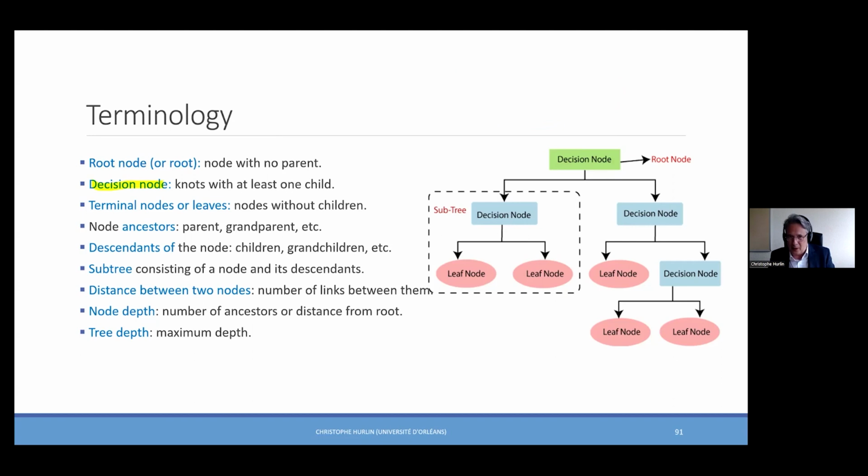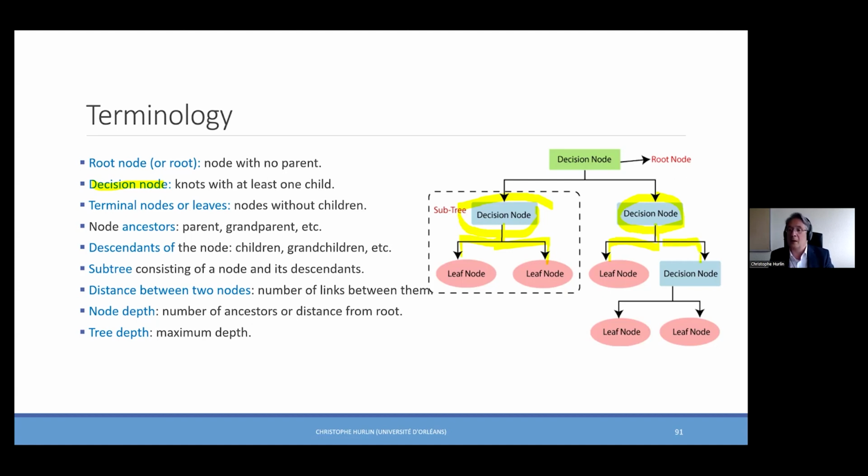Then we have some decision node. For a decision node, there is a rule according to which I have 2 subgroups. Here I have a decision node, a subgroup here and a subgroup here, okay?